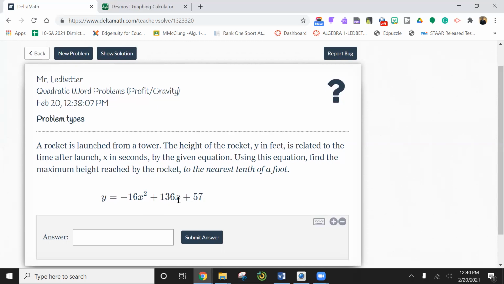Think about it. When you're at a race, and you're fixing to start the race, before you start the race, what's the time? It's zero. So since this is the height, when X is zero, it'll be 57 feet in the air. So we're on a 57 foot tall tower, or at least the rocket is.